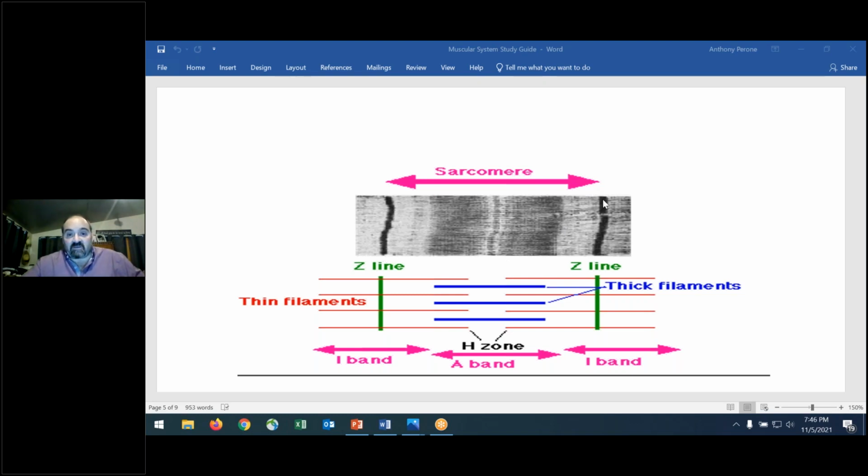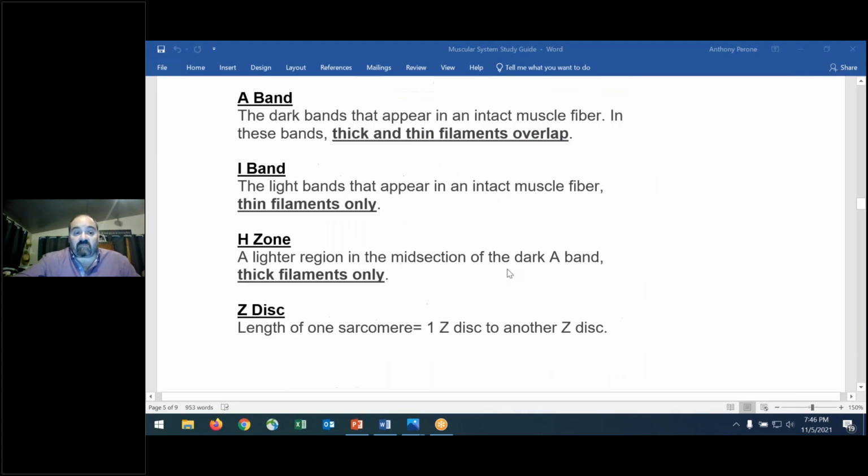It's just this section from Z line to Z line, that's the sarcomere. And so you'll have the actin and the myosin myofilaments, and whether they're overlapping, causing darker areas, or there's only a single myofilament, there's the lighter areas, okay? And you'll see here where the I band represents, where the A band represents, and here's the H zone right in through in here, okay? Simple enough, not difficult, but you should know this, okay?